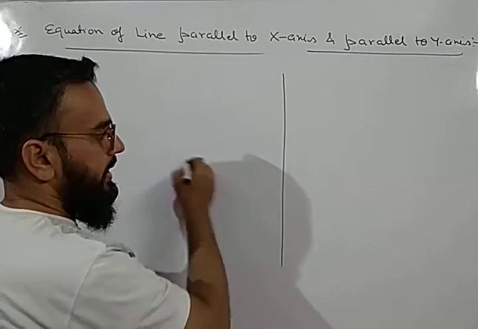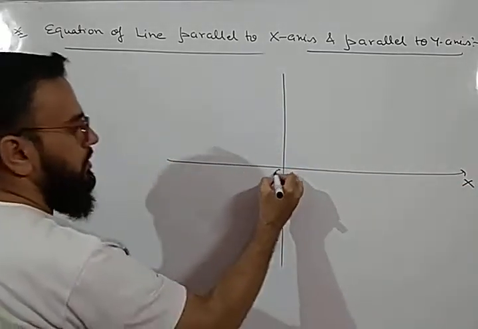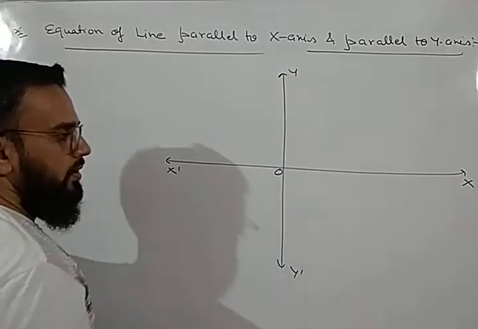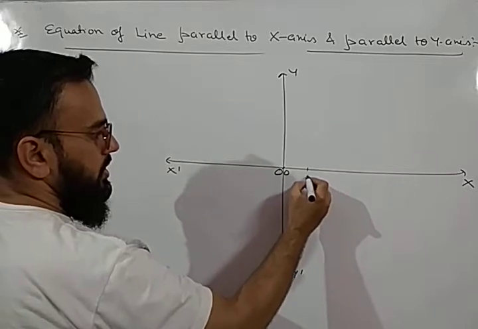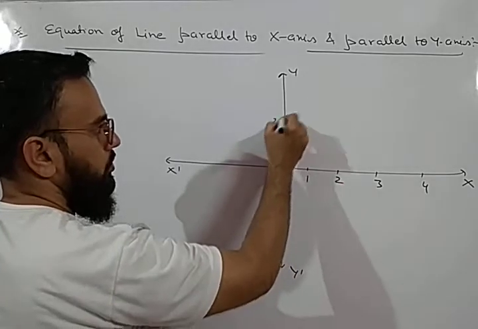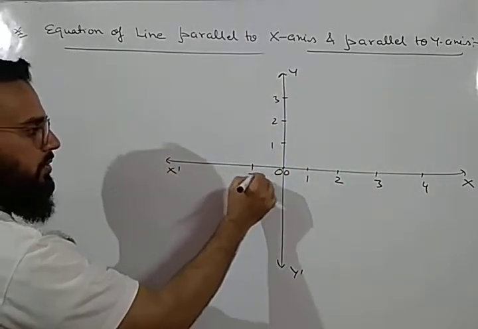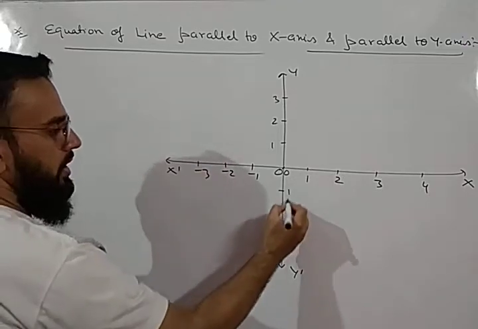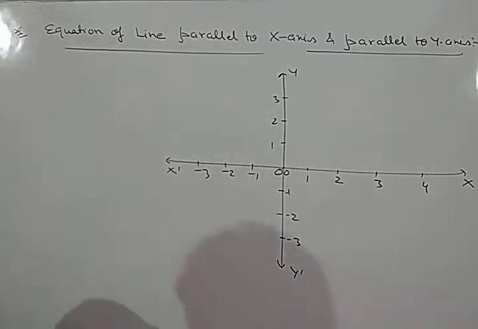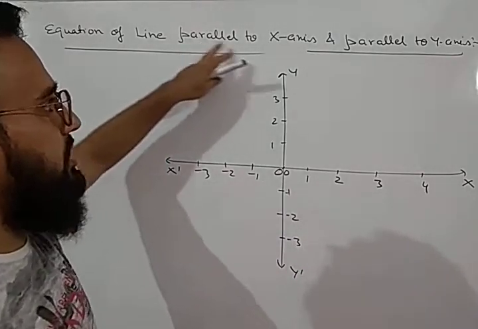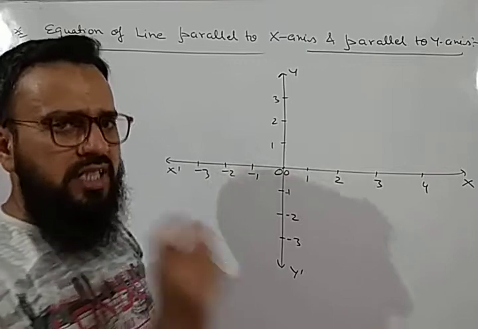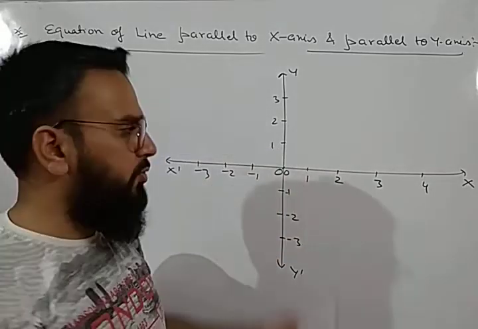We have given this coordinate axis: x, origin, x dash, y, and this is y dash. This is the origin 0, 0. Let us consider the points 1, 2, 3, and 4. Similarly, 1, 2, 3, and so on. Minus 1, minus 2, minus 3. Now, if we are going to discuss the equation of a line which is parallel to the x-axis, first let us draw a line which is parallel to the x-axis from any point.